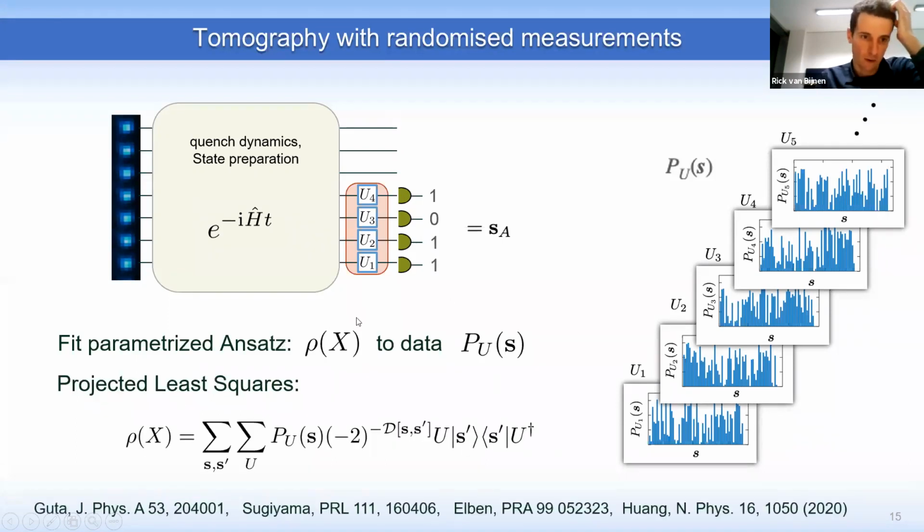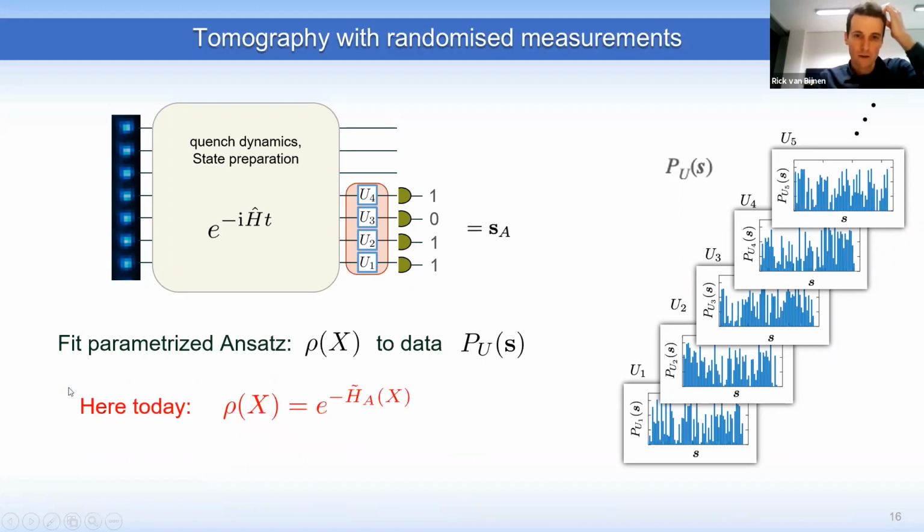Another famous example is called projected least squares. You take all these bit strings and histograms, and you can calculate exactly which matrix would have produced these answers. The problem is that this is not a physical matrix, not a real density matrix. It can have negative entries on the diagonal and the trace can be not 1, but then you can project it back onto the space of physical density matrices. It's called projected least squares.